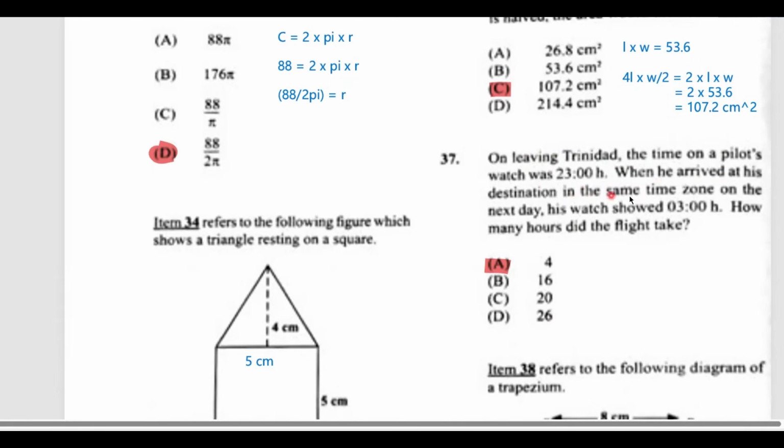37. On leaving Trinidad, the time on a pilot's watch was 2300. When he arrives at his destination in the same time zone on the next day, his watch showed 3 hours. How many hours did the flight take? Well, then I would say Army time, right? 2300 come like 11 p.m. and it's come like 3 a.m. We know 11 p.m. to 3 a.m. that's 4 hours, okay? There's no big maths there, so that's A.